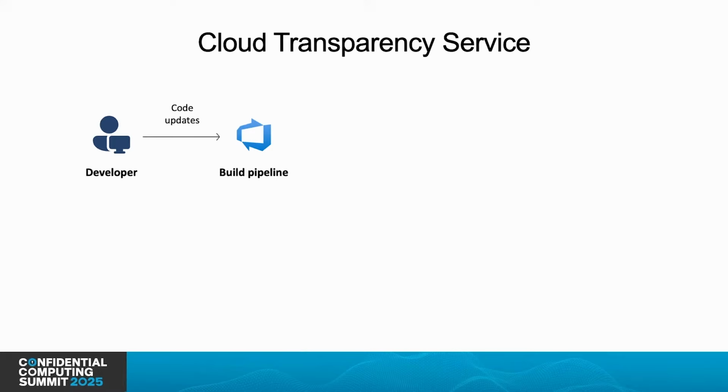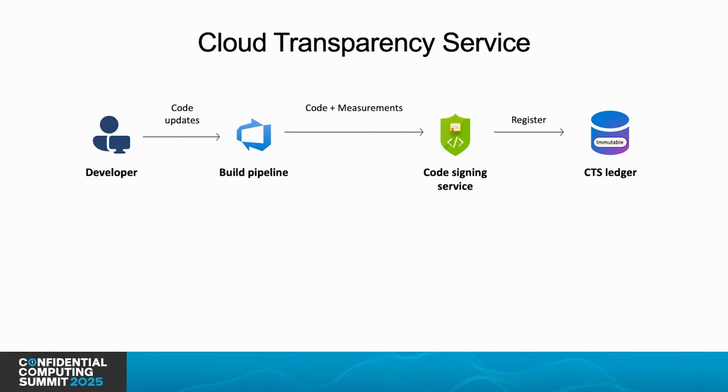If I'm a developer or an engineer in one of these confidential services, I'm looking to update the code. I send the binaries, the code, build artifacts, etc., to the build pipeline. The build pipeline then typically has an action to go ahead and get this signed by the code signing service. This happens in production today. But going forward, the code signing service is fully integrated with our Cloud Transparency Service. So in addition to signing these artifacts, it's looking to register these signing details on an immutable ledger.